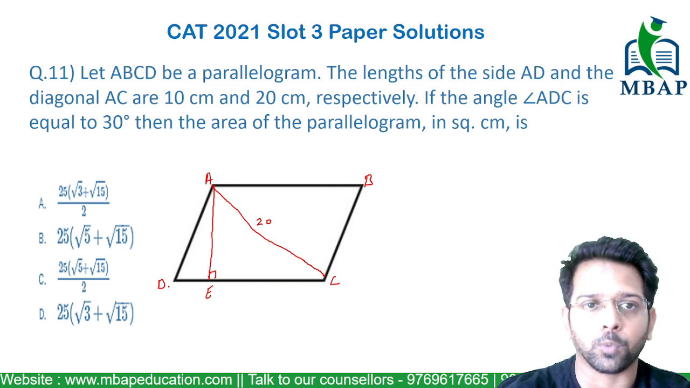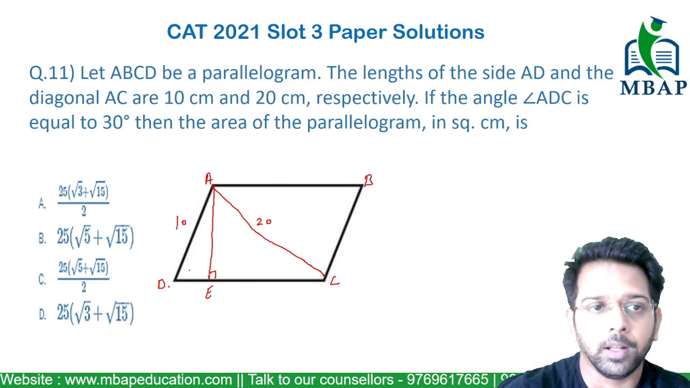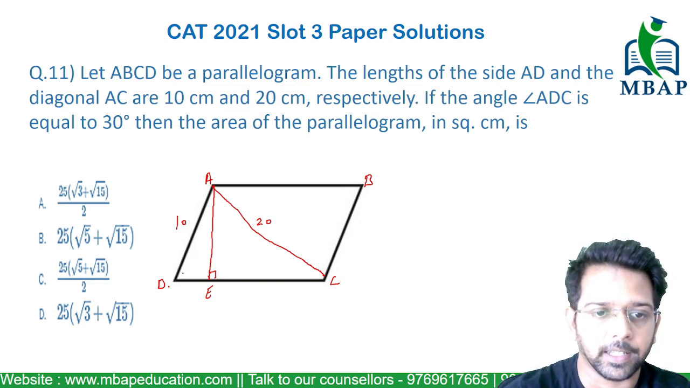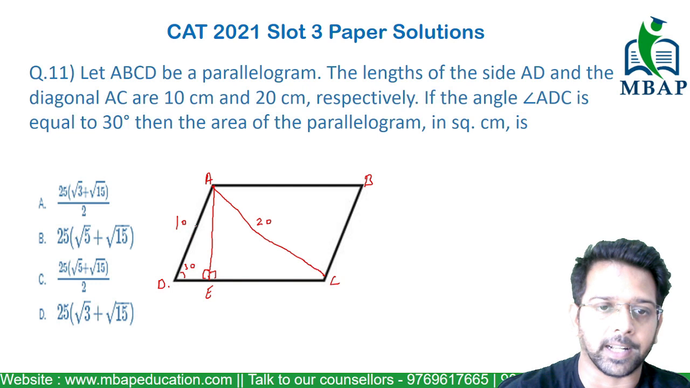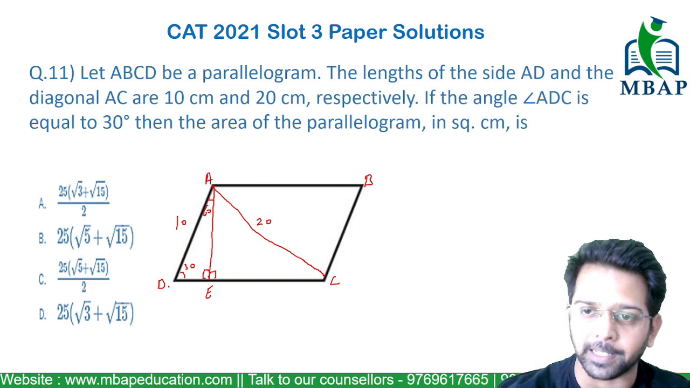And then what else has been given to you? The side AD has also been given to you as 10 units or 10 centimeter. The angle ADC is given to you as 30. So if ADC is 30 and AED is 90, this value will certainly be 60. So basically ADE will become a 30, 60, 90 triangle.